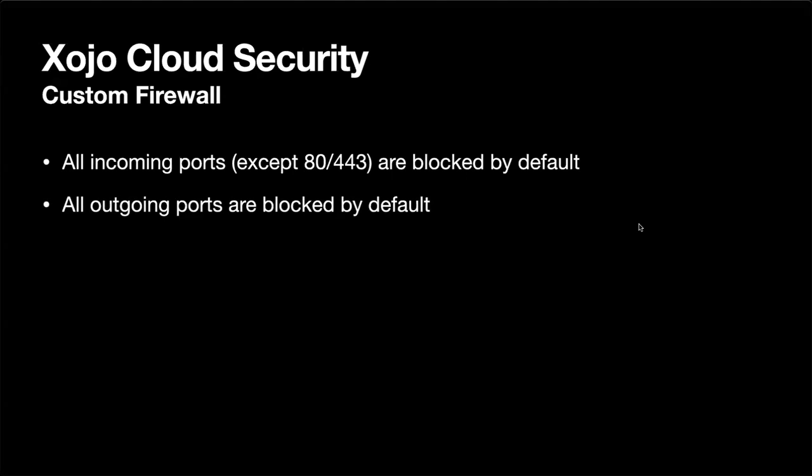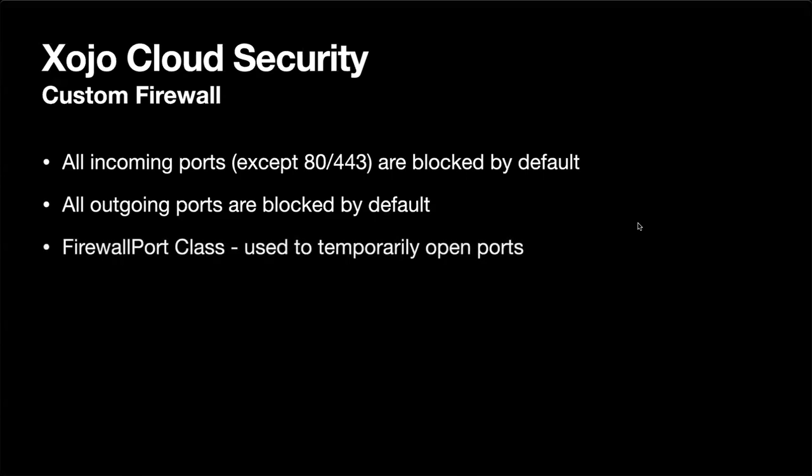It also by default blocks all the outgoing ports. But if your application needs to open ports temporarily, then the firewall port class in the framework is for that purpose. You can open and close ports at will. Another nice, interesting feature of the firewall port class is that if you have an instance of that class and you open some ports and then you let that instance go out of scope, it'll automatically close all those ports. So as you're architecting your solution, that might be a great way to do it.